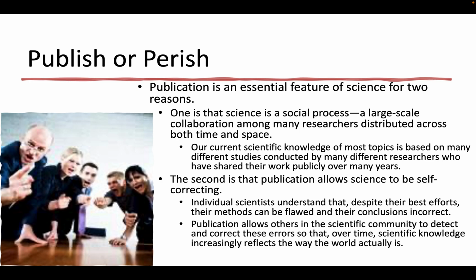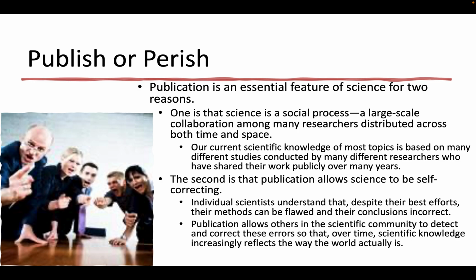Publication is an essential feature of science for two reasons. One is that science is a social process, a large-scale collaboration among many researchers distributed across both time and space. Our current scientific knowledge of most topics is based on many different studies conducted by many different researchers who have shared their work publicly over many years.